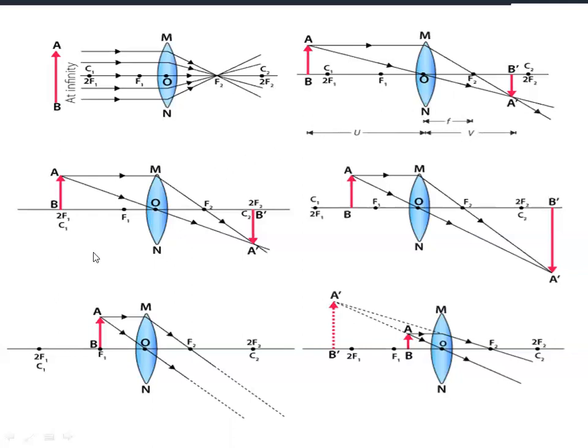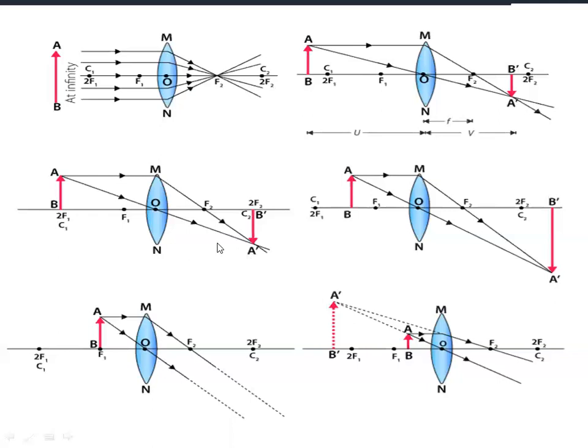When it comes to the third diagram, you can see here the object is kept at C. A and B shows that it is an erect, straight object. When the light ray goes parallel to the principal axis, after refraction it passes through the second focus and goes straight here. Another ray goes through the optical center without any deviation. Both meet at a particular point where the image is formed. The image is formed at C on the other side, the second center of curvature. Here 2F on one side, and the same 2F on the other side, the image is formed. It is real and inverted.